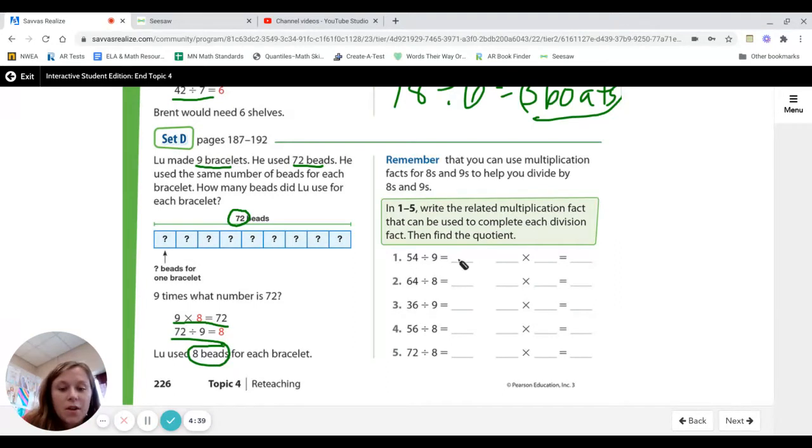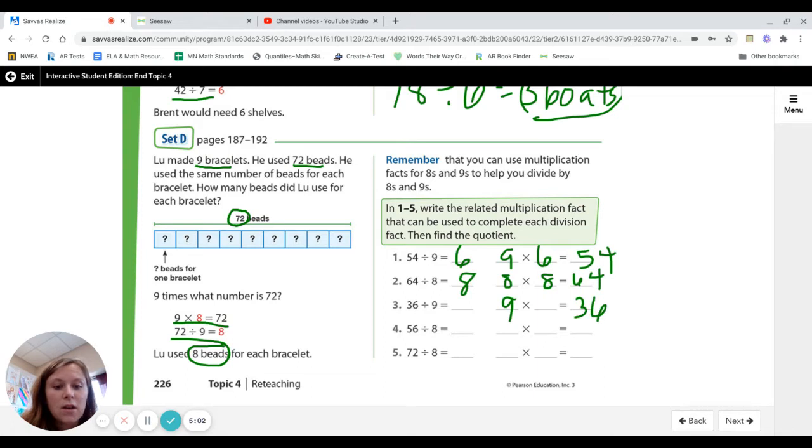Number 1, 54 divided by 9. So the multiplication fact I'm thinking about, 9 times what equals 54? I know 9 times 6 is 54, so 54 divided by 9 is 6. 64 divided by 8, I can think 8 times what is 64? I know 8 times 8 is 64, so 64 divided by 8 is 8. 36 divided by 9. 9 times what is 36? 9 times 4 is 36, so 36 divided by 9 is 4.